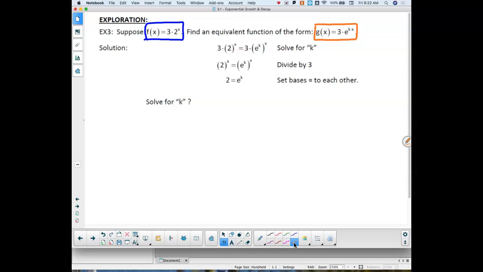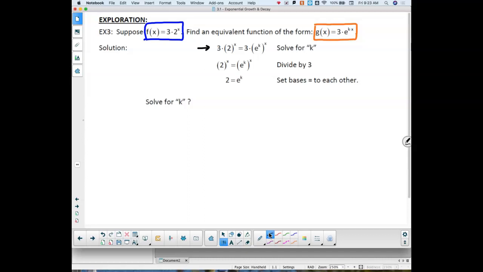Well, if I want them to be equal, what can I say about them? I can set them equal to each other, because if I want them to be equivalent, the same thing, then I'm going to put them as the same thing. So the very first thing I would do is set them equal to one another: 3 times 2 to the x power equals 3 times e to the k power to the x power. And now I've got to solve that for k.